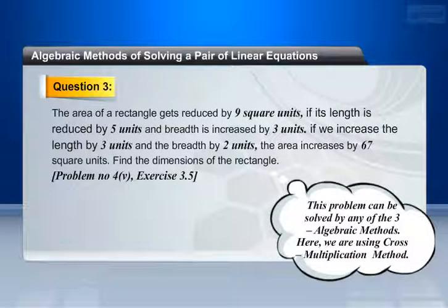The area of a rectangle gets reduced by 9 square units if its length is reduced by 5 units, and breadth is increased by 3 units. If we increase the length by 3 units, and the breadth by 2 units, the area increases by 67 square units. Find the dimensions of the rectangle.